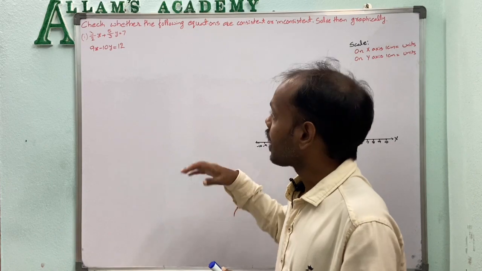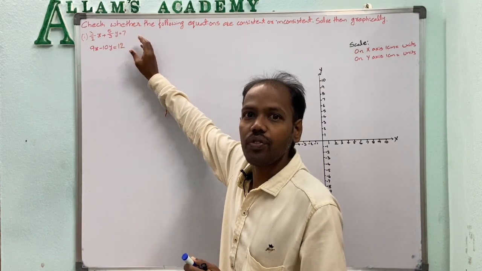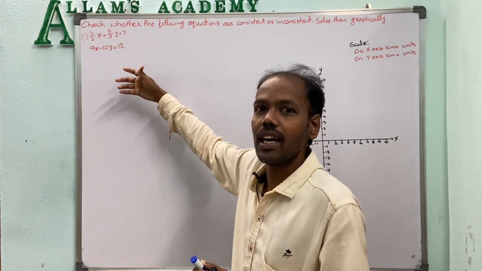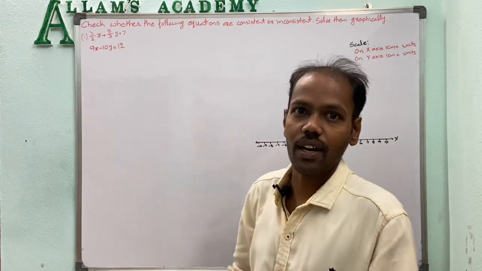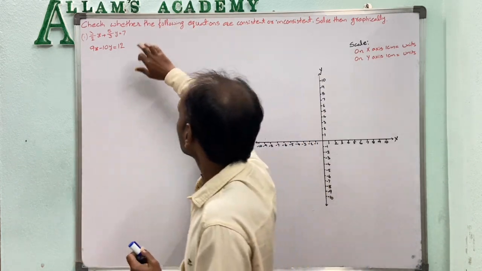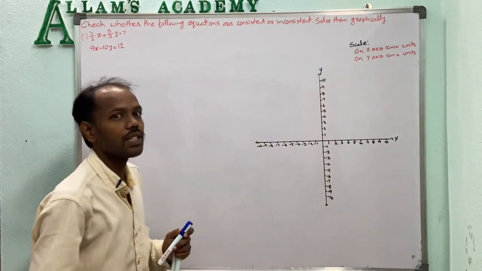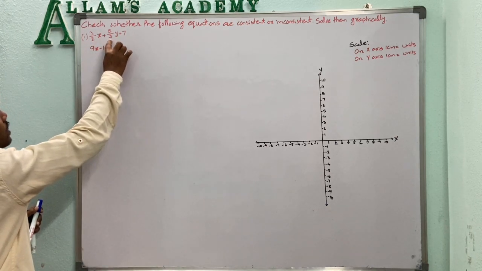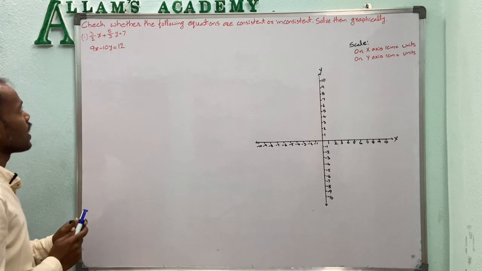But now, by observing the coefficients of x and y of the pair of linear equations, before solving we can say whether they are consistent or inconsistent. Then afterwards we draw the graphs. That is what we are doing now. Given a problem, check whether the following equations are consistent or inconsistent. Solve them graphically. The given pair of linear equations are 3/2 x plus 5/3 y equal to 7, and 9x minus 10y equal to 12.